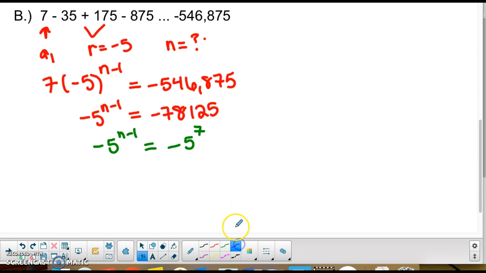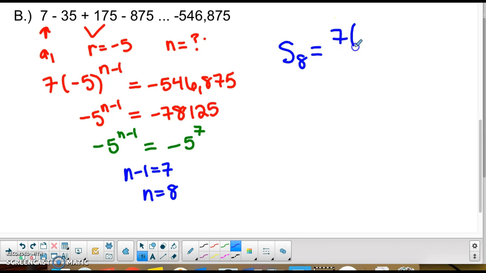So we're going to take those exponents, n minus 1, and set them equal. And then we get n equals 8. So there are 8 terms in this series. The formula says take the first term, multiply it by 1 minus the ratio, which is negative 5, raise that to the number of terms, and divide by 1 minus -5.